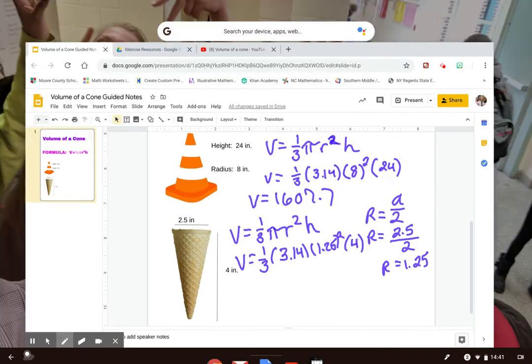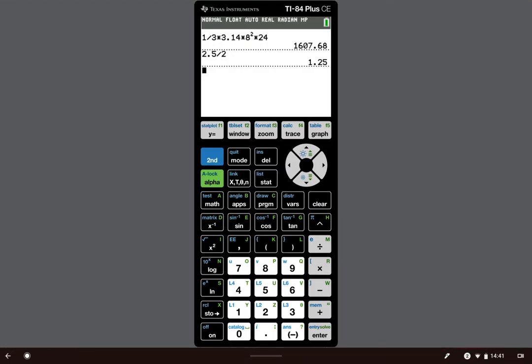So let's go to the calculator then. And again, we're going to type 1/3. So that's going to be 1, and use your division symbol to make the fraction. So there's 1/3 times 3.14 times 1.25 squared, because that's my radius squared, times my height of 4, and that's going to equal 6.541666667. So we're looking at our 10th position, so it's going to be 6.5.